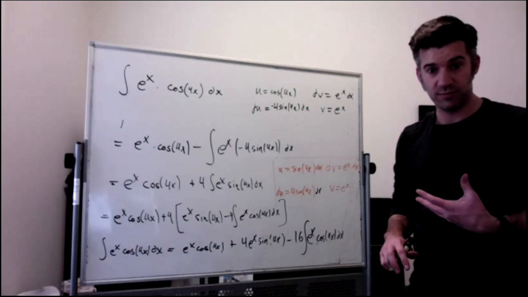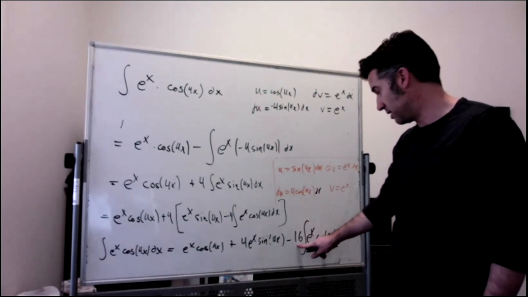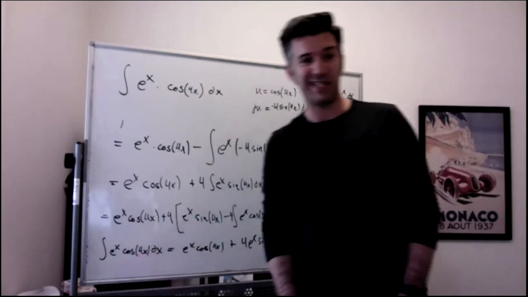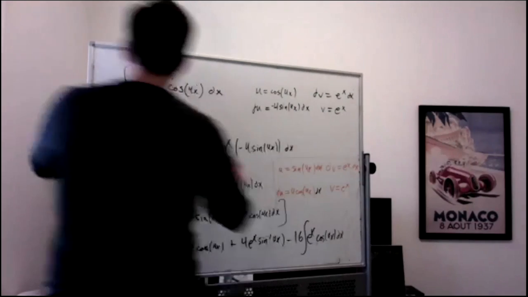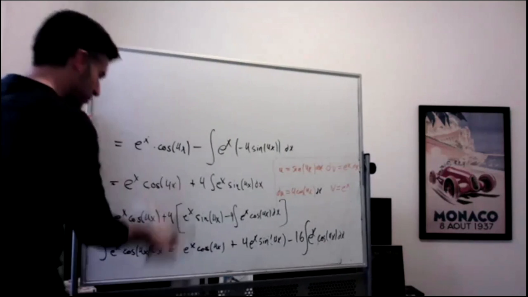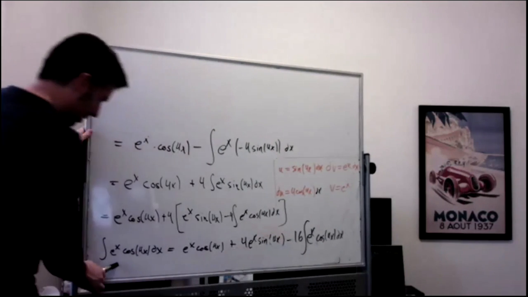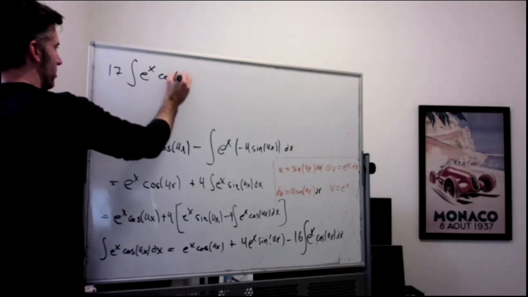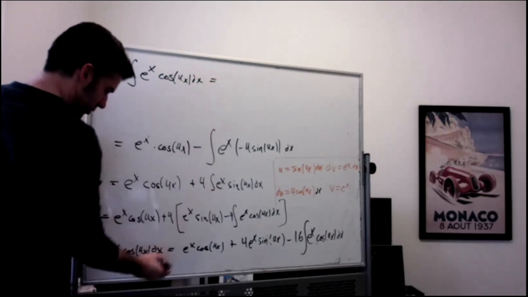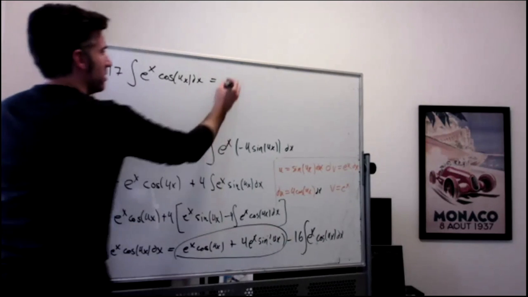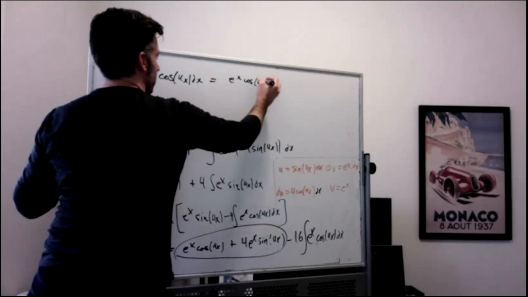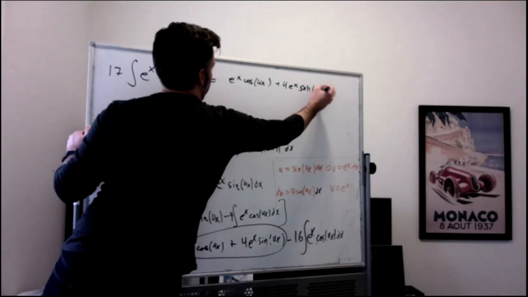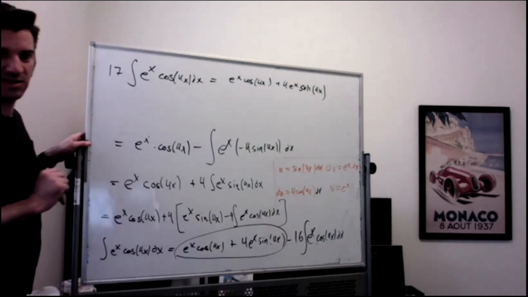Here's what we do. We add 16 times the integral of e to the x cosine of 4x to both sides. So if I add 16 of that to 1 of that, I get 17 times my integral equal to this stuff: e to the x cosine of 4x plus 4 e to the x sine of 4x. And then to get my answer, I just divide both sides by 17.